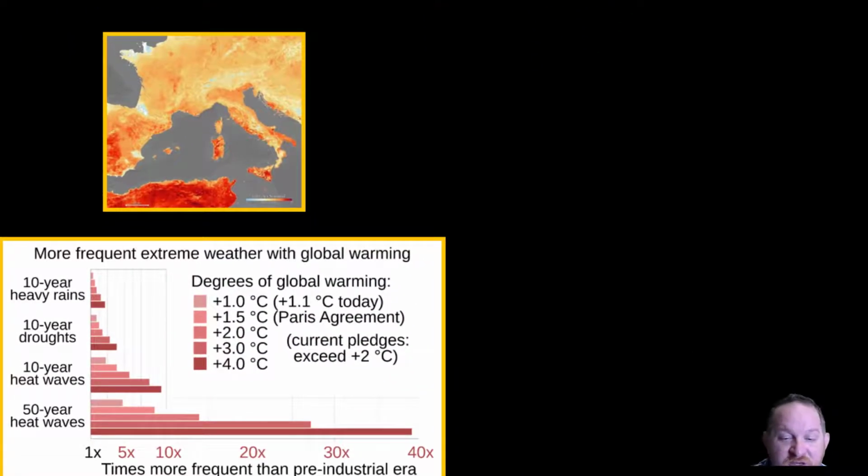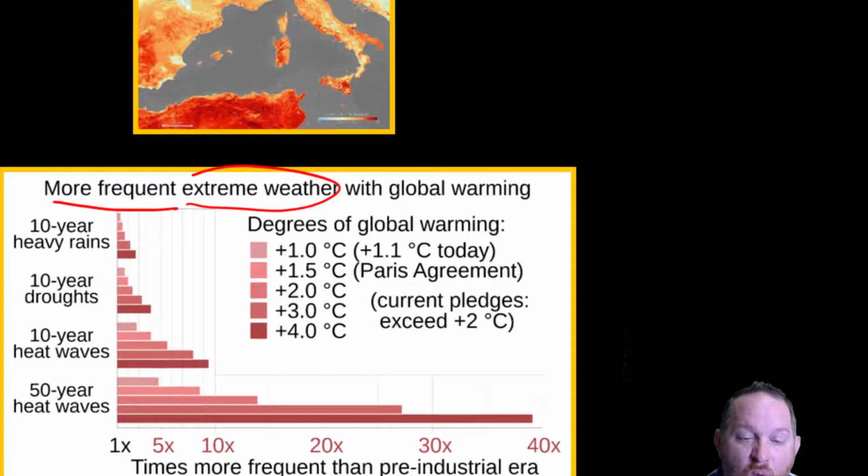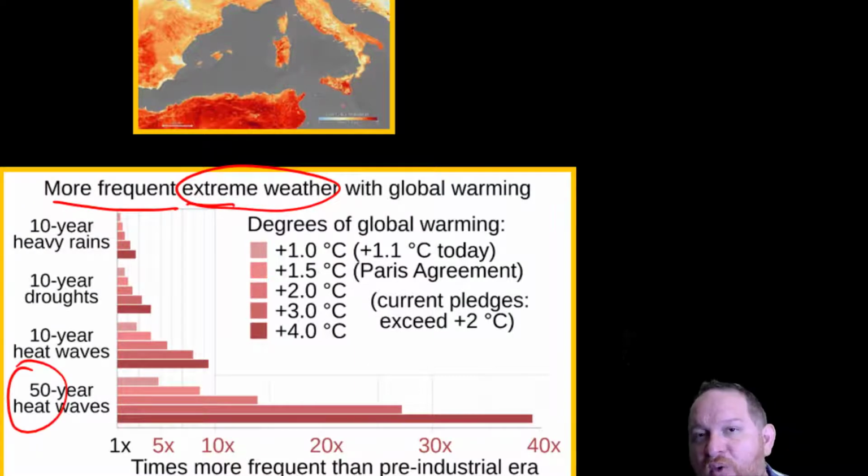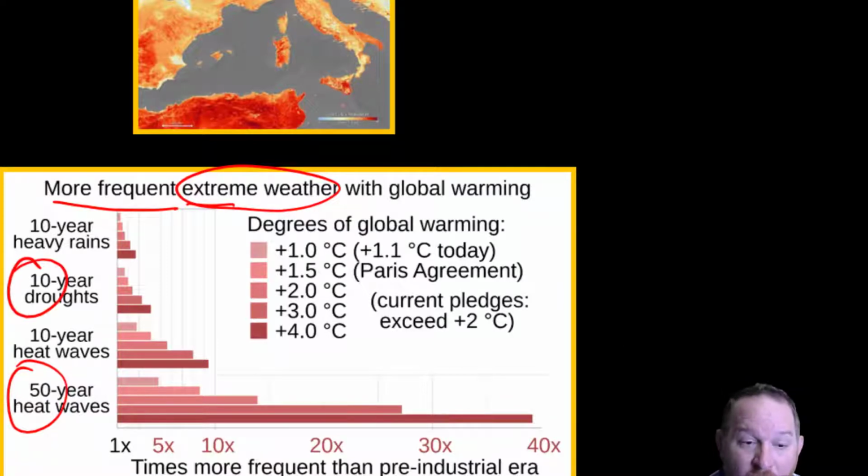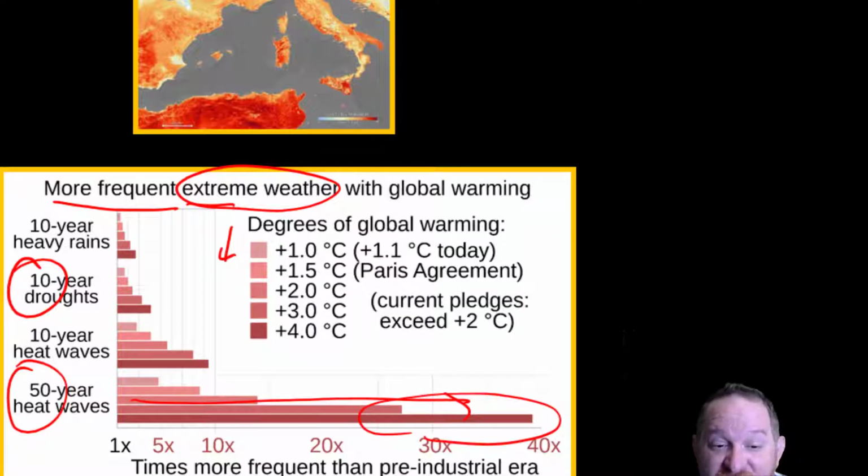And if you look at this graph here, what we're showing you is that we're having more frequent extreme weather as a result of this climate change. So you may have heard, oh, this is a 50-year heat wave, a heat wave that happens once every 50 years. Or this is a 10-year drought, a drought that happens once every 10 years. What we're seeing over time, as global warming continues, is more and more of these 50-year heat waves, these 10-year heat waves, continuing to occur as we get hotter and hotter. So it won't be a 50-year heat wave anymore. It'll be like a 2 or 3 year heat wave that we're going to start having.